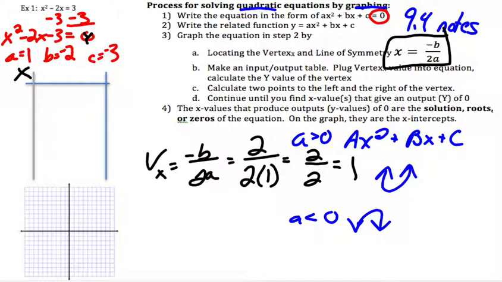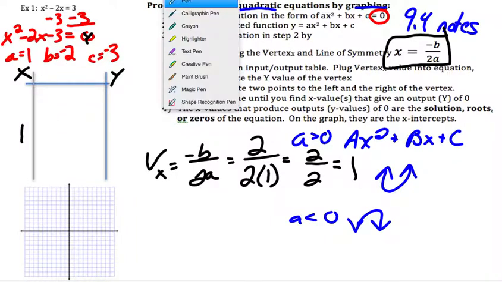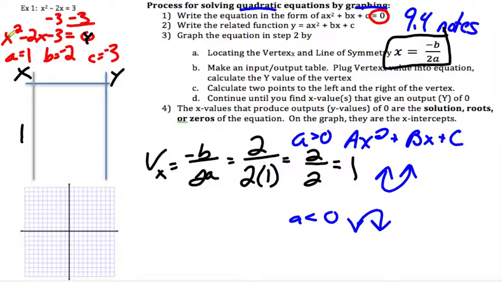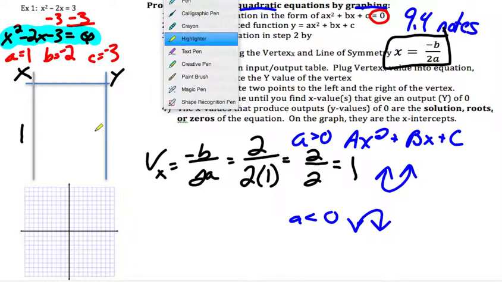So now we're going to make an input-output table, and we're going to plug the vertex value into the equation and calculate the y value of the vertex. Now what I'd encourage you to do is, look how long this column is here for the x's, put your vertex x value in the middle. Now I'm going to use that x value to calculate y. So I'm going to take this equation that had y or 0 on one side, and I'm going to plug 1 in for x.